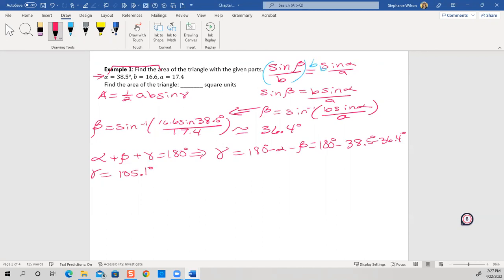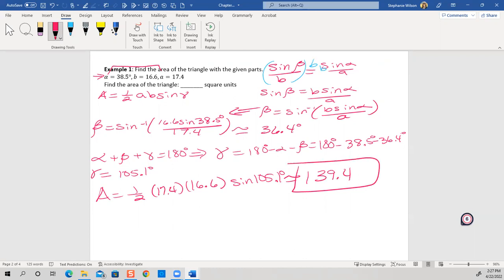Now that I've done that, I can go up there and say, okay, the area is equal to half of A. A is going to be 17.4 times B, which is 16.6, times sine of gamma, gamma is 105.1 degrees. We're going to type this in our calculator, round to the nearest tenths, and what we're going to find is we get an area of, well, approximately, because remember we rounded, approximately 139.4 square units.